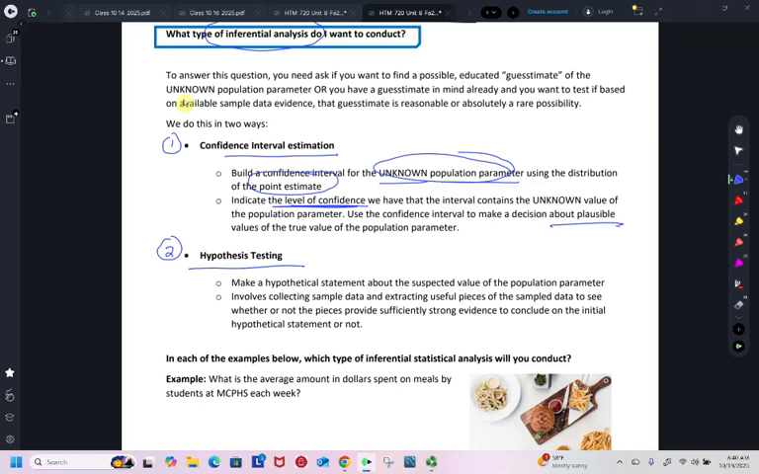Then we went over to hypothesis testing, where we make claims about a single population proportion and we set up the hypotheses, the null and the alternative hypothesis, and we conducted a test to see if the sample data provides sufficient evidence to reject the null hypothesis in favor of the alternative or to fail to reject the null hypothesis.